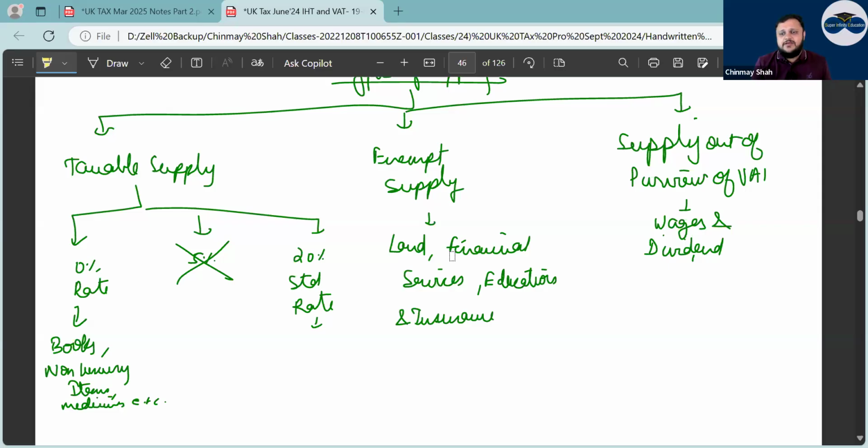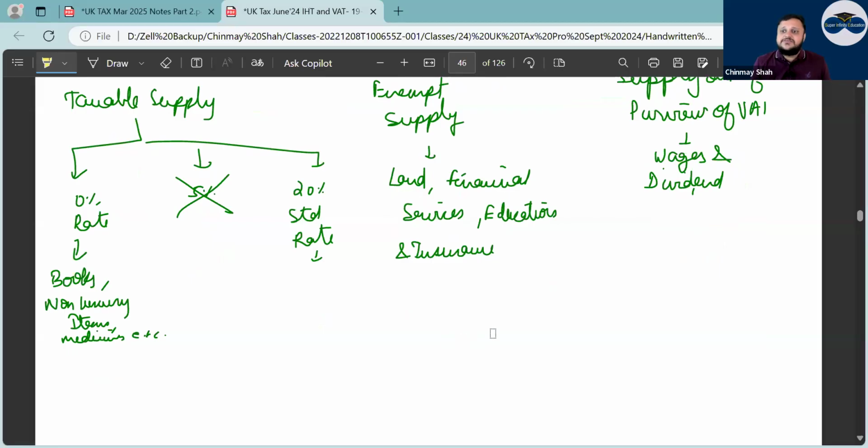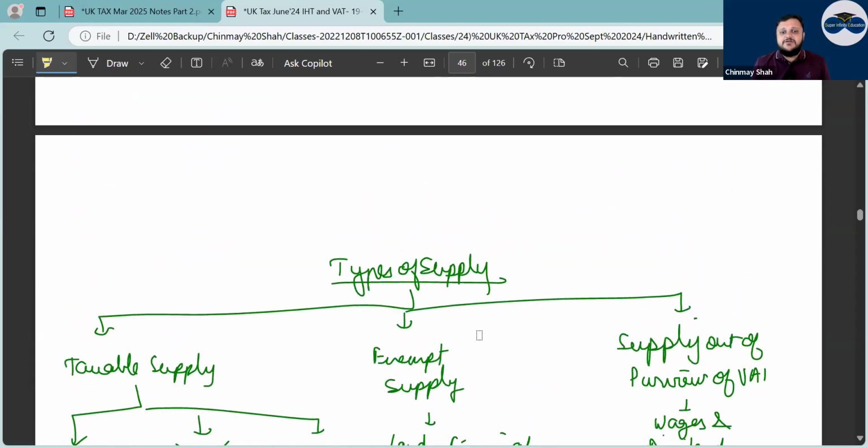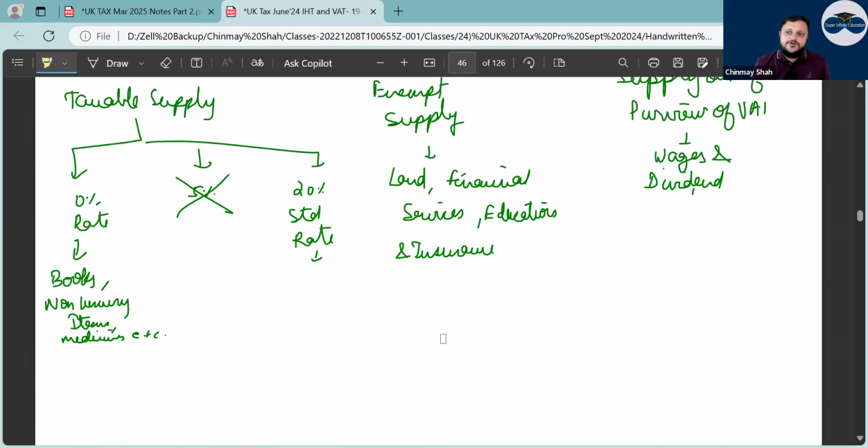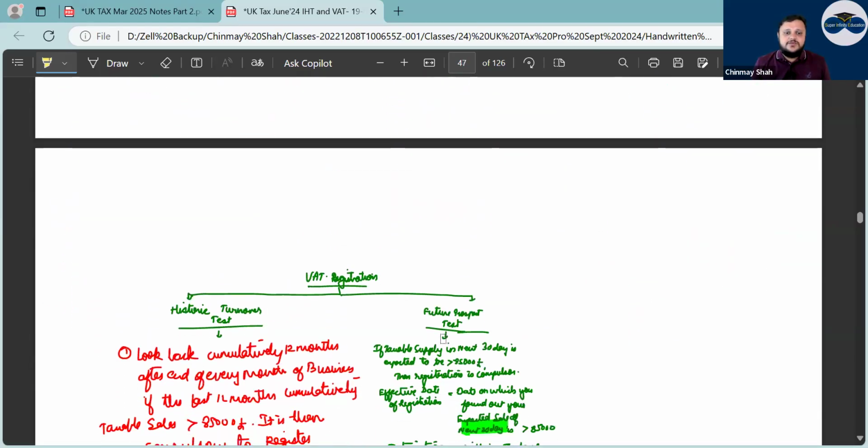So exempt supply, right? And goods that are outside the purview of VAT: wages and dividend, obviously VAT is not paid on wages and dividend. Then 0% is taxable, but the rate is 0%. That means anytime the rate can go up from 0. Exempt supplies are not at all taxable. If you want to make them taxable, you have to take efforts, right?